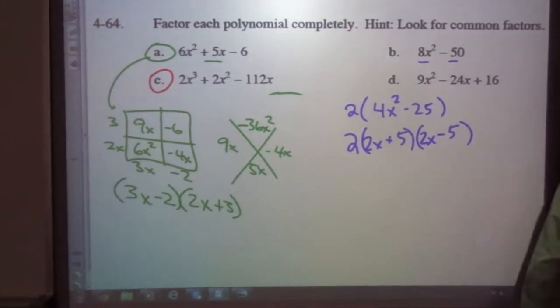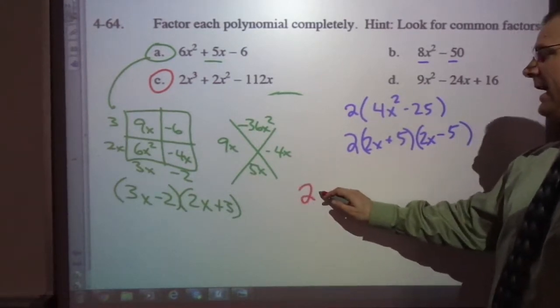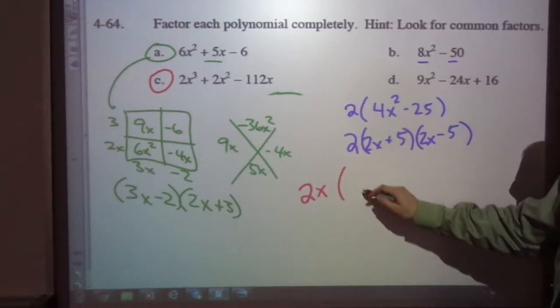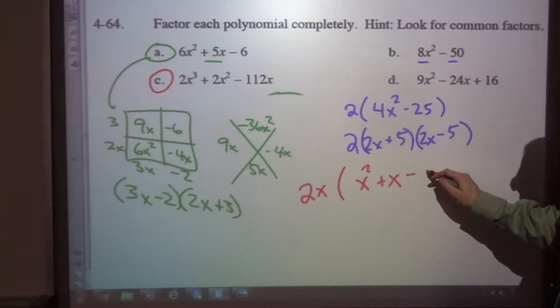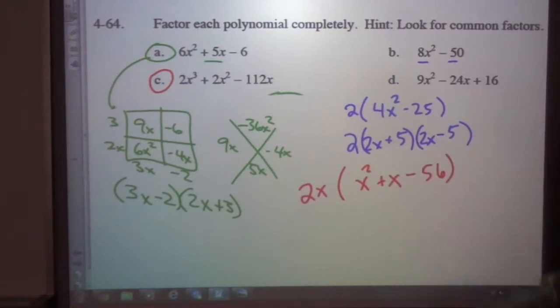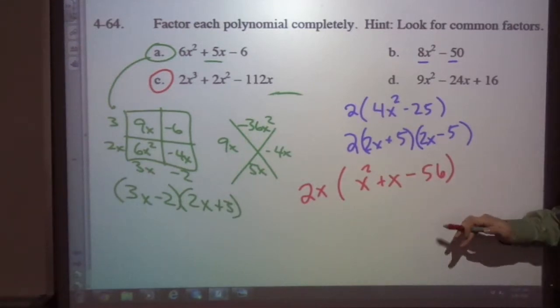C. First thing we always look for in every factoring problem is greatest common factor. Do you see a greatest common factor here? 2, and also there is an x. And that leaves left over x squared plus an x minus, I think that's 56. Now I'm looking at this. Is there a shortcut? Do you see a shortcut?